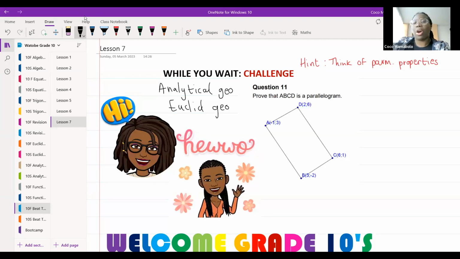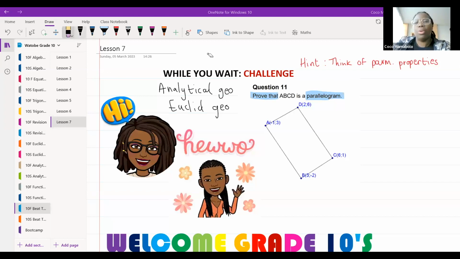All right, so I know that they want us to prove that this thing is a parallelogram. Now, does anybody remember any properties of a parallelogram? We're just recapping in any case. Does anybody remember any properties of a parallelogram? This is the part where you quickly go out of your Zoom on your phone and go back to your screenshots to have a look at all the properties of a parallelogram to remind me.